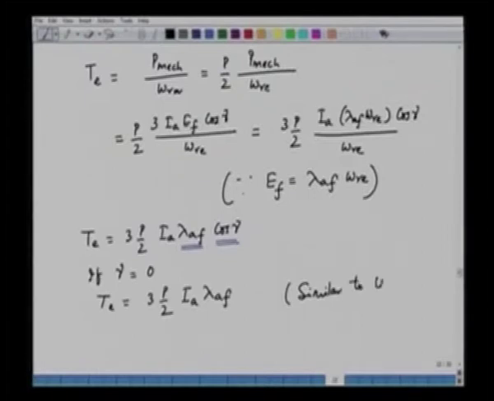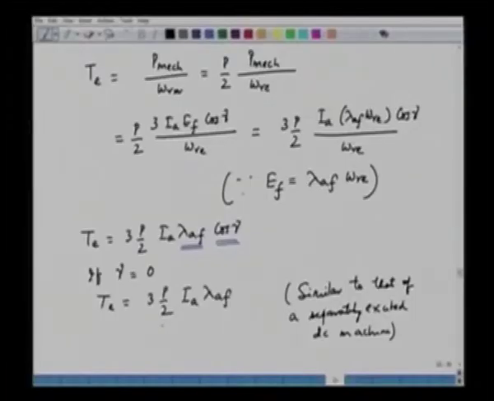So, that is similar to that of a separately excited DC machine. It means whenever we have a closed loop position feedback, we can control the synchronous machine like a separately excited DC machine. And in this case the torque is also maximized. So, this equation shows that the torque in this case is controlled like that of a DC machine. We can keep the flux constant, that is lambda AF constant, and we can change IA to control the torque.